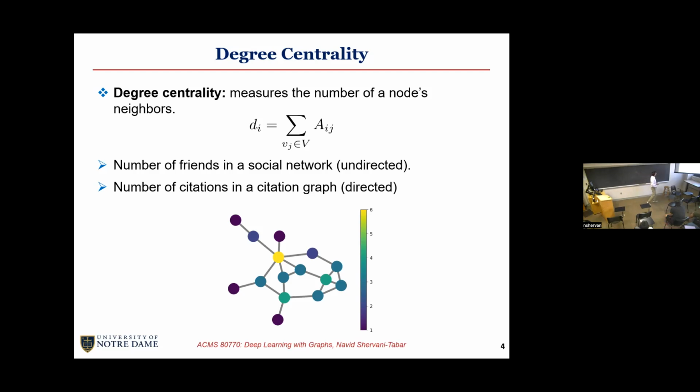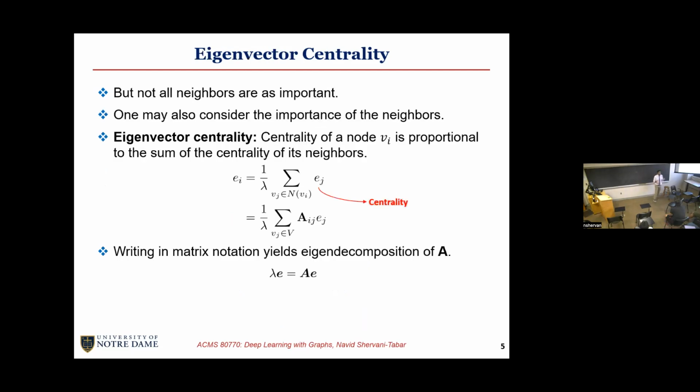So it is fair to say that someone can be influential by just being friends with a lot of people, being connected to a lot of people, or being connected to a few influential people, right? So that's the idea with this type of centrality. We call it eigenvector centrality, and we will see shortly why.